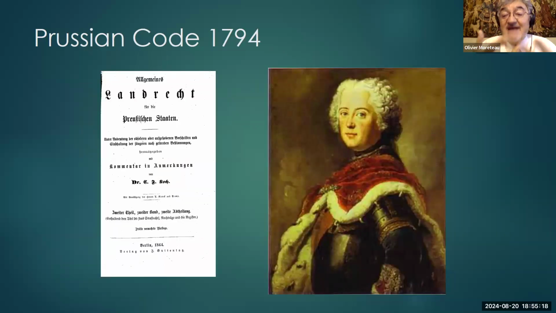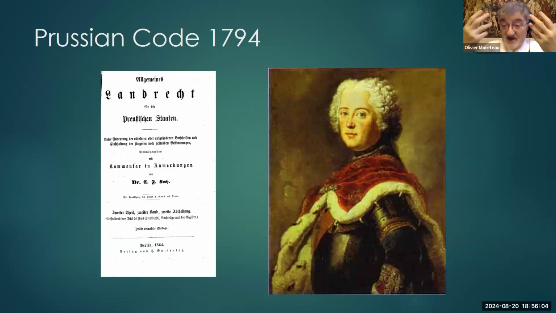The first big attempt, or at least one attempt of codifying the law that is remembered by historians and comparativists, because there have been a few others, is the Prussian Code that was enacted in 1794. So at the very end of the 18th century. Its official name is Allgemeines Landrecht für die Preußischen Staaten, so the general law for the states of Prussia. Frederick II, who was King of Prussia, was behind the enactment of this code.